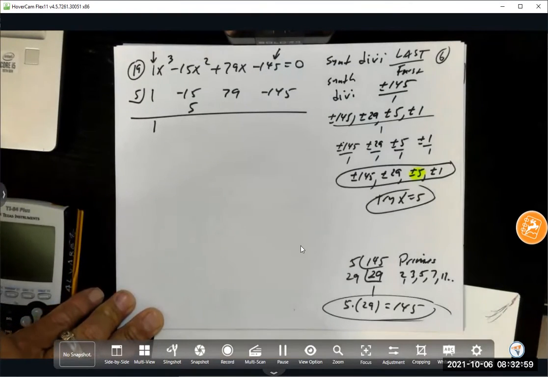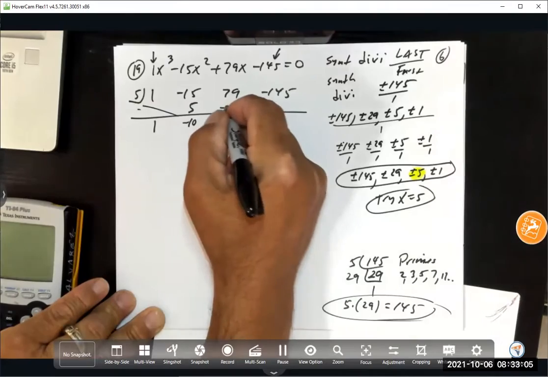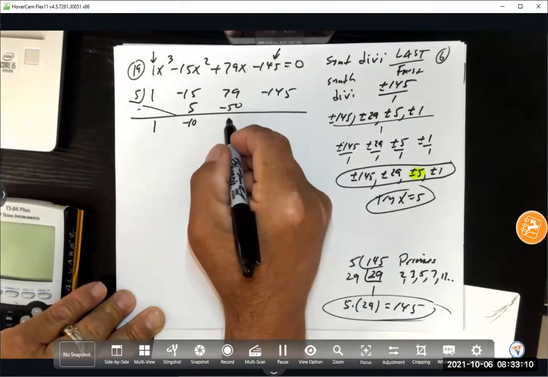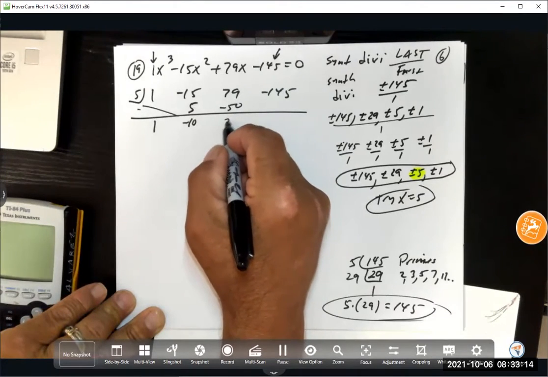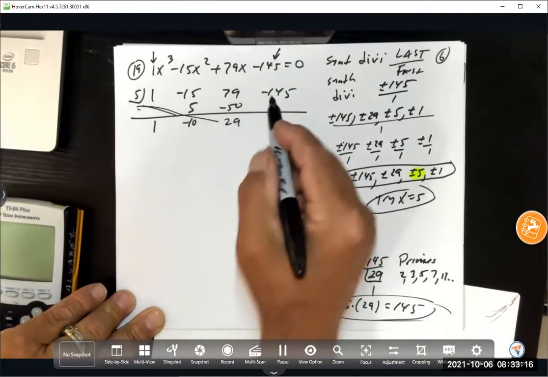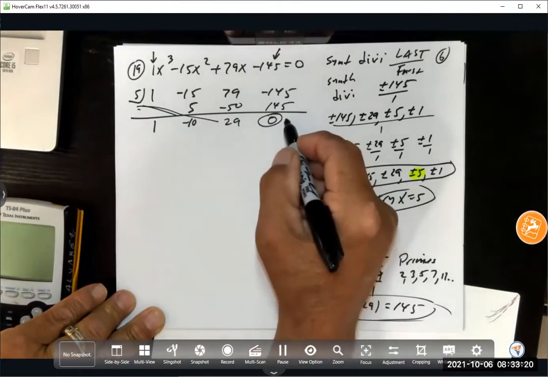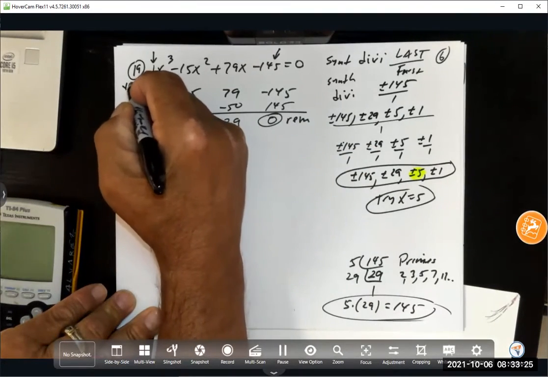What'd y'all get? -10. Yes, -10. And 5 times that is -50. What's 79 minus 50? It's right here. 29. And 5 times 29 is exactly 145, but 145 minus 145 is 0. So this right here, yes, this is an answer for sure.